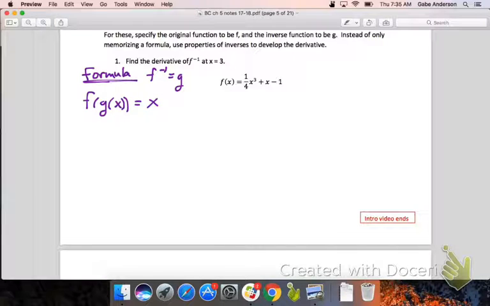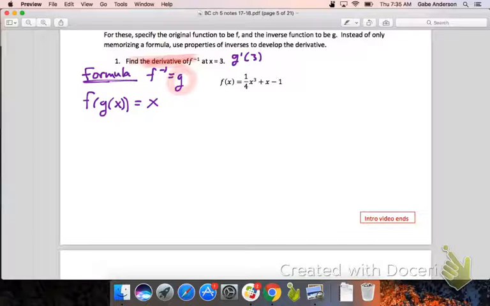Now let's remember that we are defining the inverse of f to be g, and the question wants to know, what is the derivative of the inverse of f? So they're really asking for g prime, and specifically g prime of 3. So we're going to try to find a formula for g prime of x first, then we can plug in the 3 and get all the numbers straight. So here's going to be our formula.